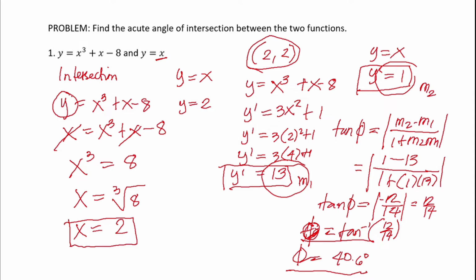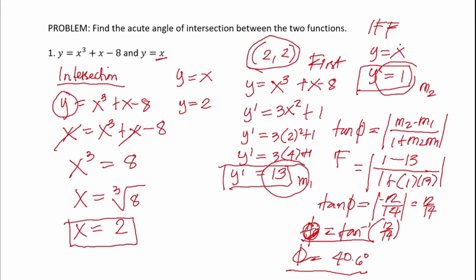So the first step is we need to find the intersection. Next is the derivative, the first derivative. So this is the first derivative, and substitute to the formula. So that is all about problem number 1. So that is how to find the acute angle of the intersection between two functions.